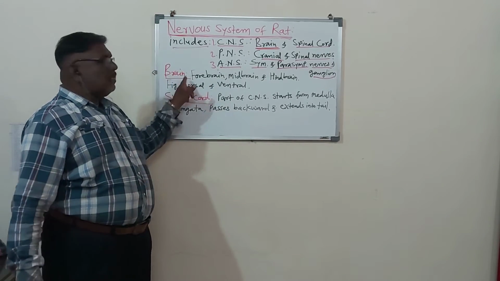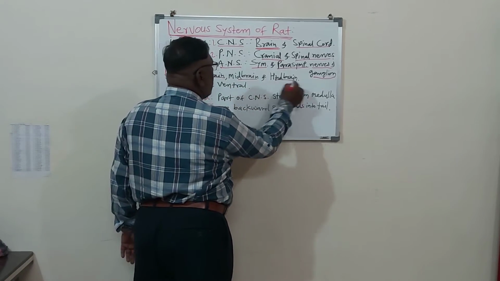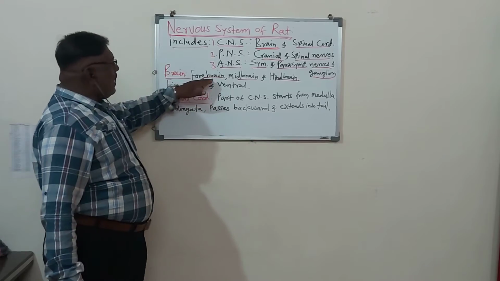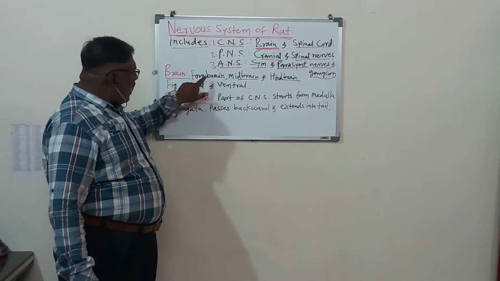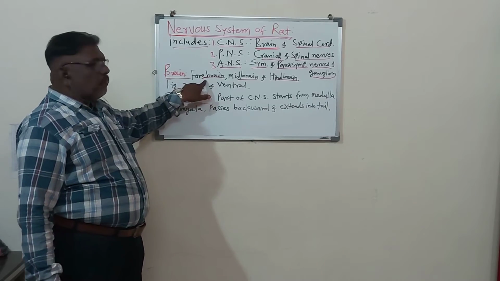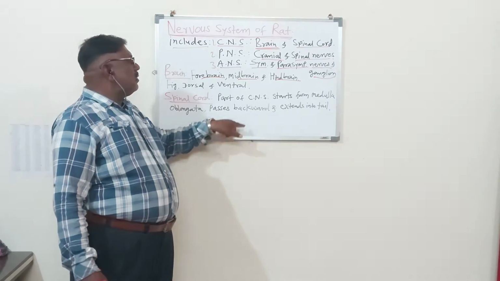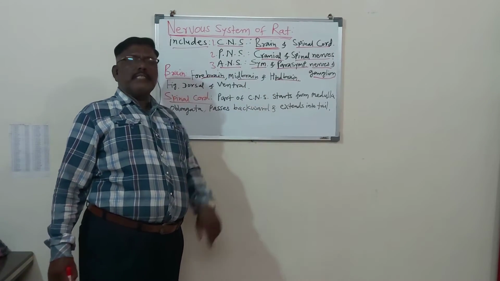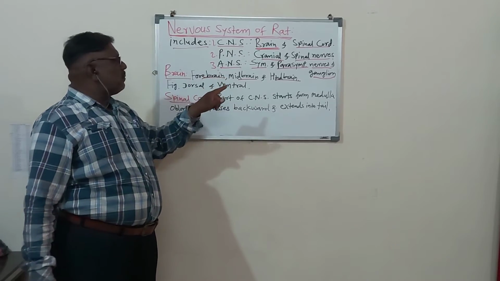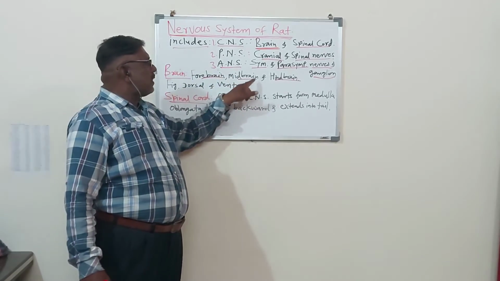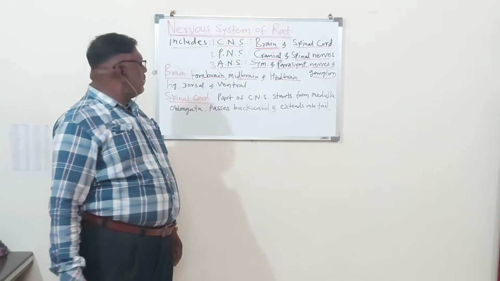So the brain is further divided into forebrain, midbrain and hindbrain. The forebrain is also called the prosencephalon, the midbrain the mesencephalon and the hindbrain the rhombencephalon. Again, the forebrain includes different parts, the midbrain includes different parts and the hindbrain includes different parts. In the notes you can study in detail.